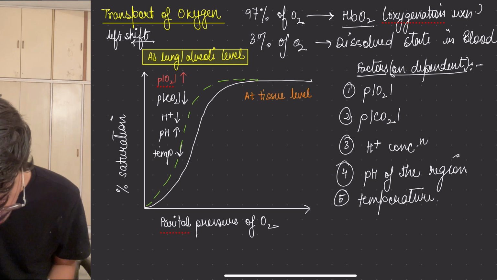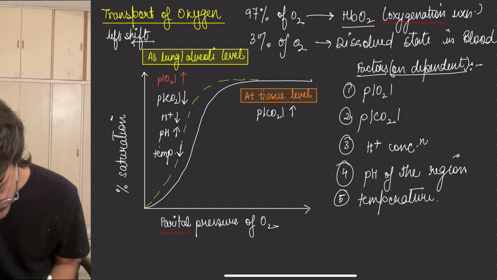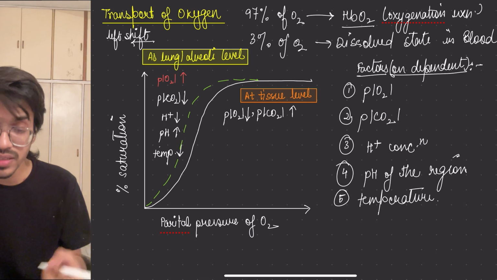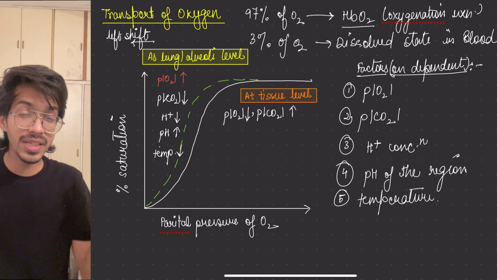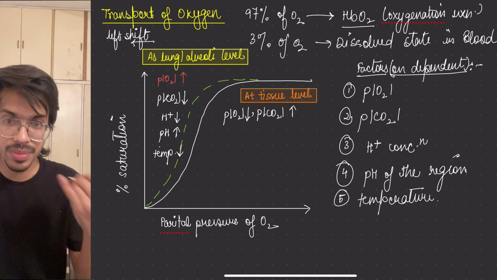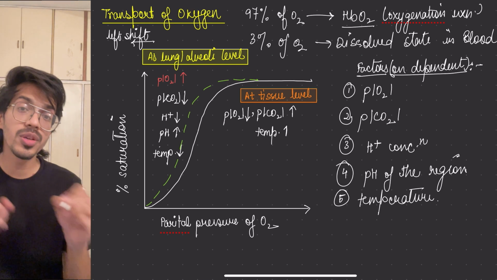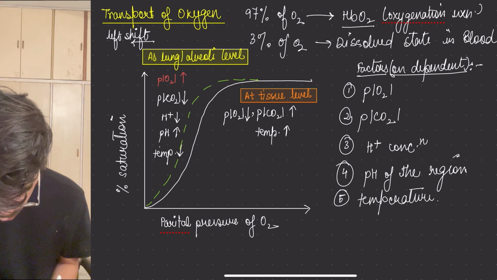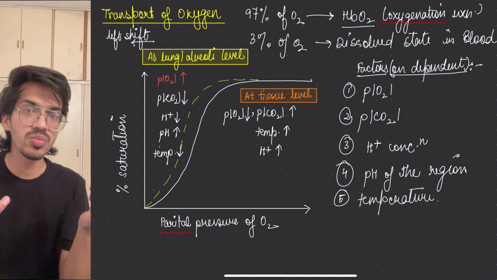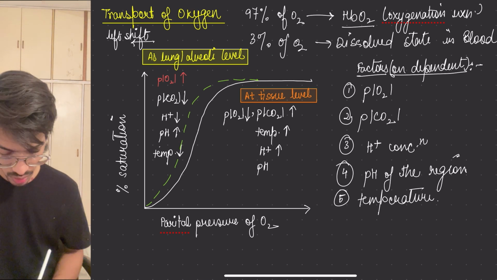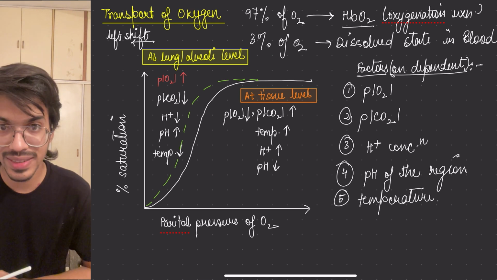So at tissue level, what is happening? Your carbon dioxide concentration is high. Your oxygen concentration is low. If carbon dioxide concentration is more, what will happen here? More carbon dioxide means more greenhouse effect, imagine it like that. Means temperature would be more. H positive will also be more. If H positive is more, means more acidic environment, means pH would be lower. So you have to remember this thing this way.